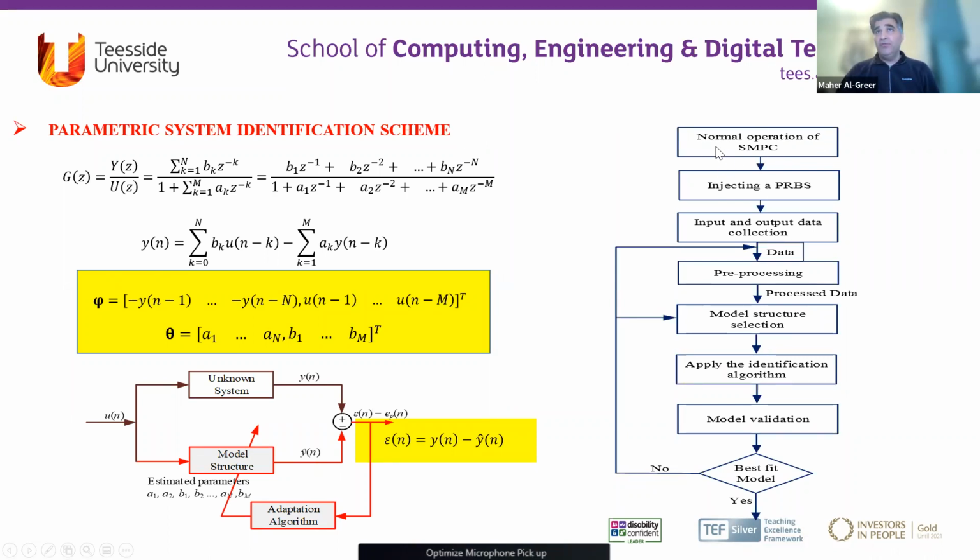And again, usually the switch mode power supply is working at normal operation. Then we inject the noise. Just as an example, I use that one here, but we can use different kinds of noise. And then we collect the input and output data, and we do some pre-processing, but we need to define the model structure before we apply system identification to validate the model or estimate the parameters. If the model is not validated, we need to change the model structure to make sure that the model fits this unknown system. So this maybe can be considered a disadvantage of using this kind of technique.